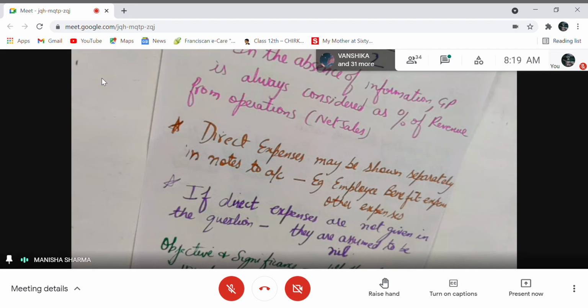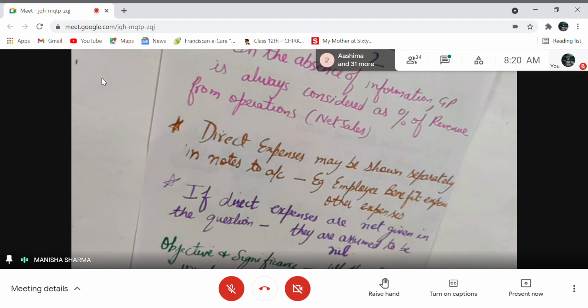As I told you, most of the time, in 90% of cases, direct expenses are missing in the question. If they are missing, you will not take direct expenses. Then in that case, the formula for COGS will be opening stock plus net purchases minus closing stock, only when direct expenses are not there.